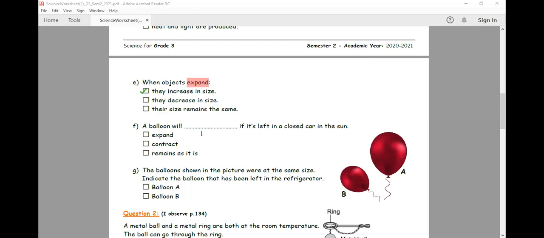Okay, let's think about it. The sun is a source of heat energy. The sun heats the air inside the balloon. And this question is for all of you. When we heat things, what happens to objects? When we heat objects, what happens to them? They contract, they go smaller.